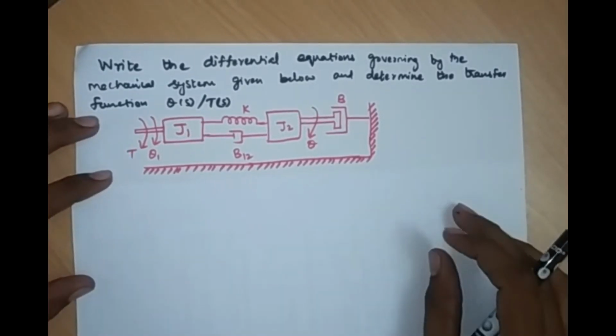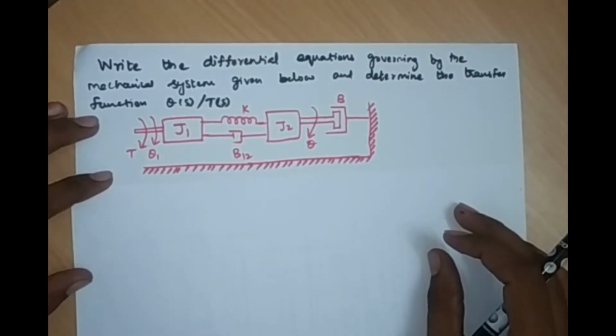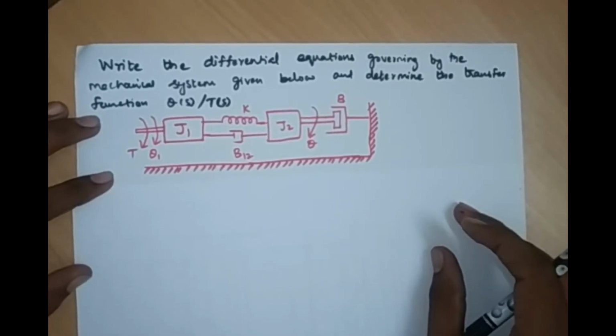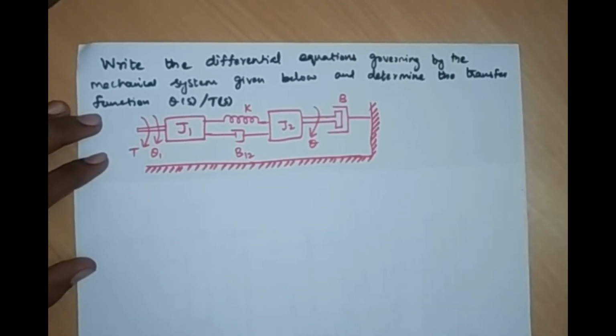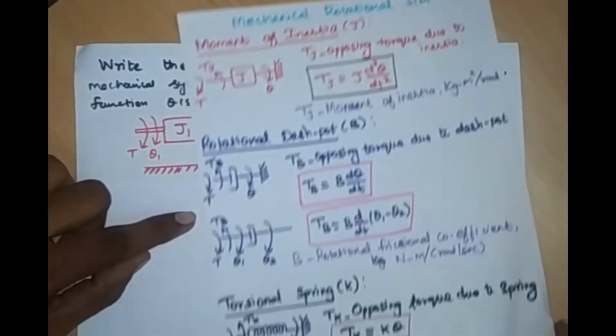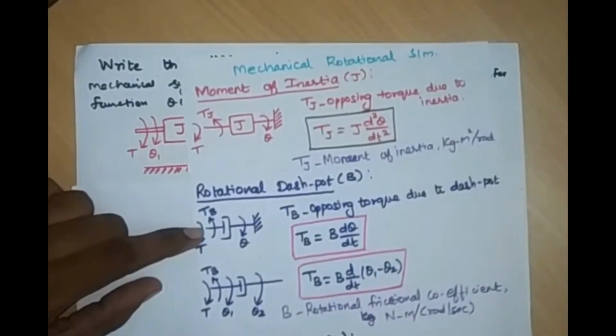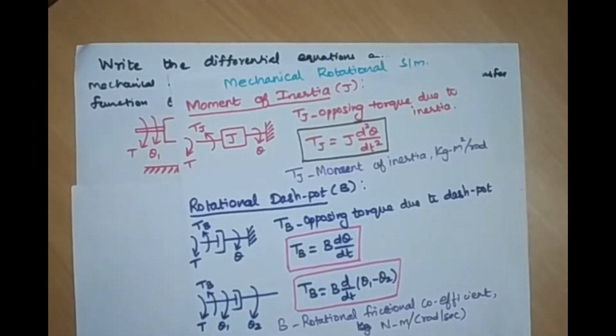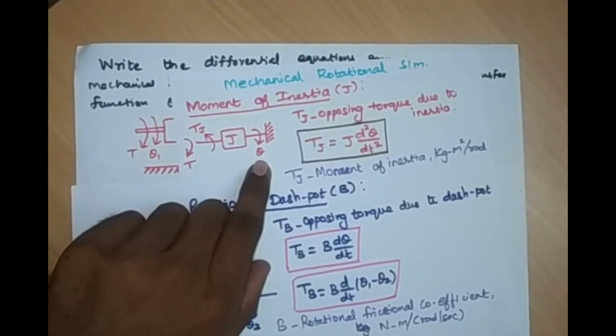Welcome you all. In this video we are going to solve the problems related with the mechanical rotational system. We know that mechanical rotational system is having three basic elements such as inertia, the rotational dashpot and torsional spring, and the input is torque and output is angular displacement, which we represent in terms of theta.